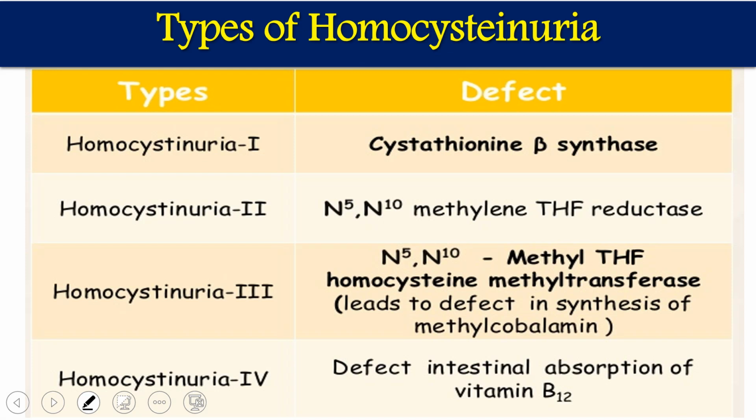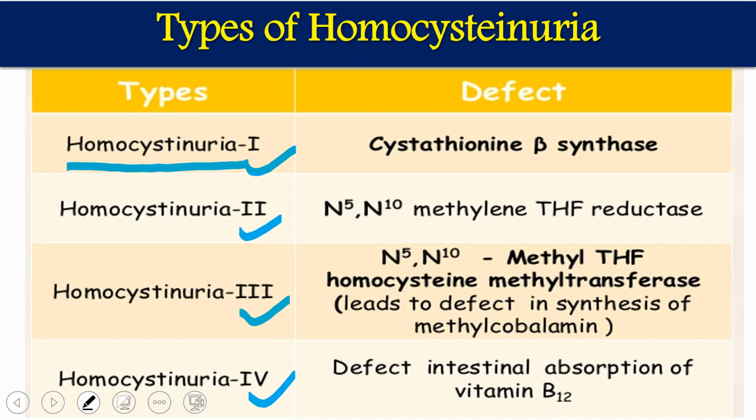So if we are having any kind of defect in any of the process, and that leads to homocysteine accumulation, the accumulated homocysteine is going to be excreted into the urine. That is going to cause homocystinuria. On the basis of the different reasons by which homocystinuria or accumulation of homocysteine occurs, we are having four different types of homocystinuria: type 1, type 2, type 3 and type 4.